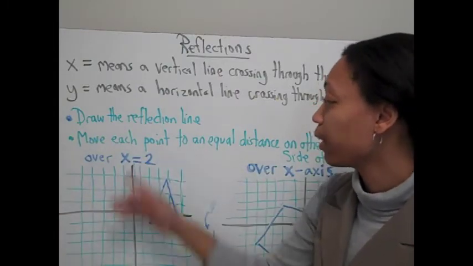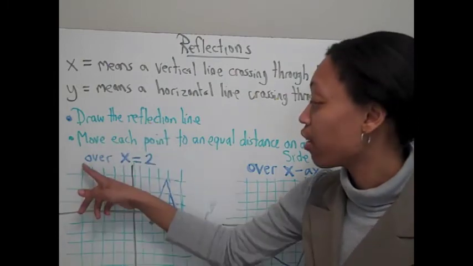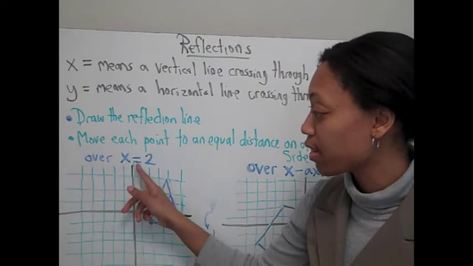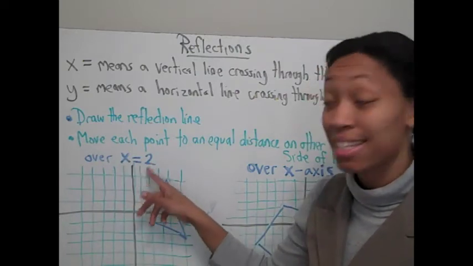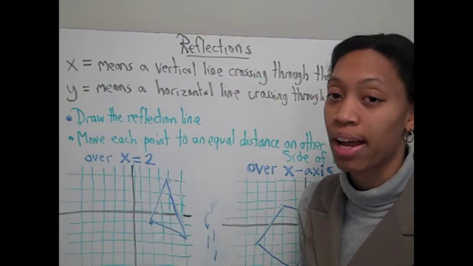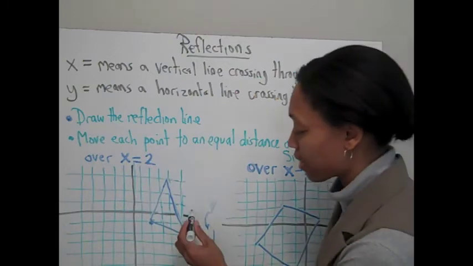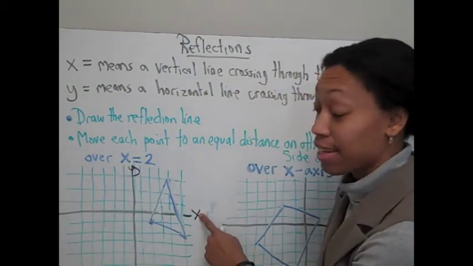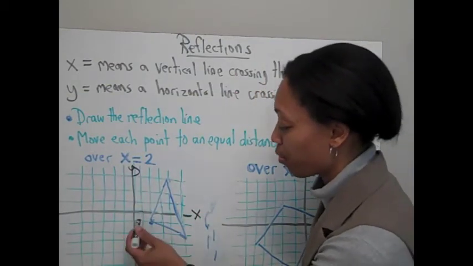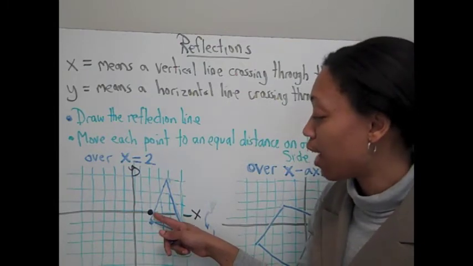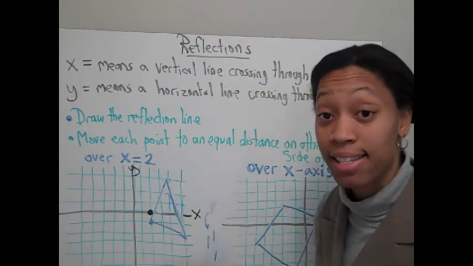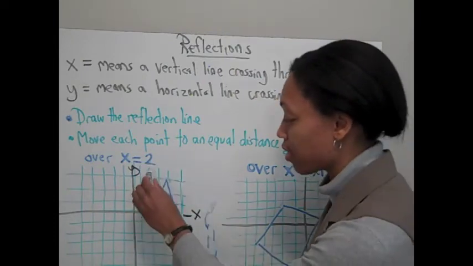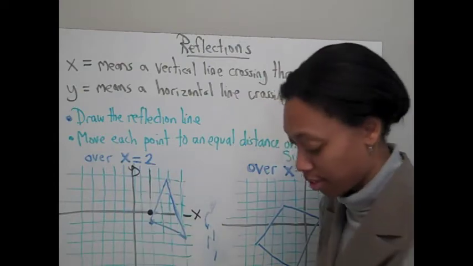All right, so let's look at this first one. Let's draw the reflection line. We're going to see if we can reflect over x equals 2. Because I have x equals, I know I'm going to have a vertical line. So I'm going to come to my x-axis. Here's my x. Up here's my y. I'm going to come to my x-axis, and I'm going to find the point 2. 1, 2. Now, I'm going to draw a line that crosses the x-axis at that point. Because it says x equals, I need to cross the x-axis. So I'm going to cross the x-axis like this.